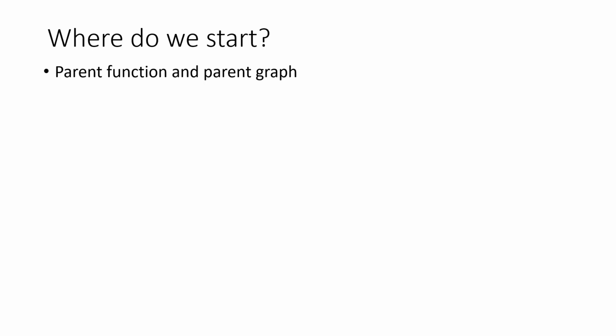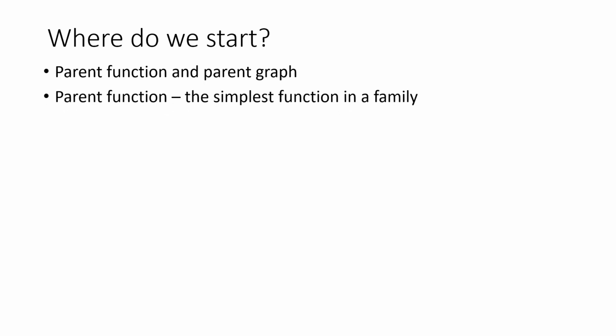All right, so where do we start? We start with something called the parent function and the parent graph. Okay, so parent, you think of who your parents are. Then you have children. The parents are the starting point, and then parents have a bunch of kids. So the parent function is the simplest function in a family. We're keeping that same metaphor where we have a family of functions, and the parent functions, and then all these little baby functions running around. The parent function is the simplest function in that family.